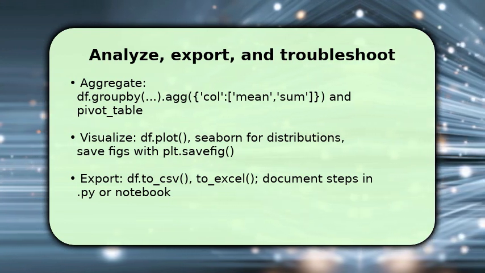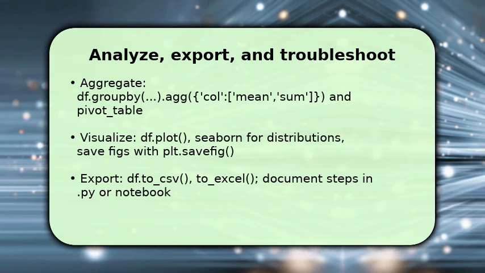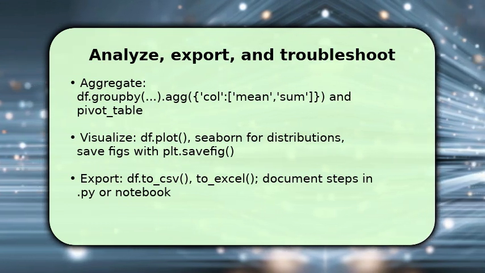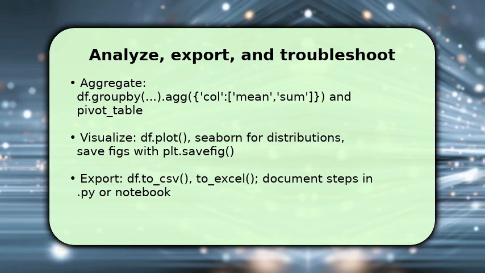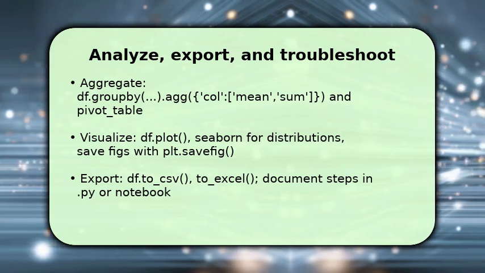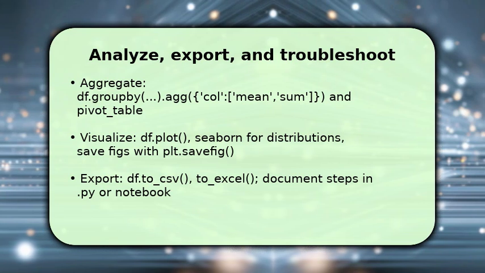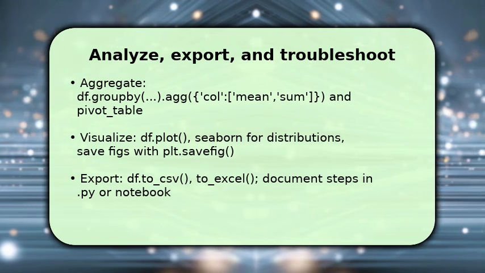Finally, save your cleaning and analysis code in a script or notebook and include comments. If something breaks, check dtypes and look for unexpected nulls first. Type mismatches and hidden NaNs cause most downstream errors.